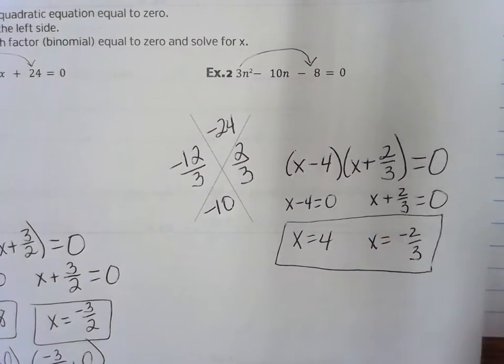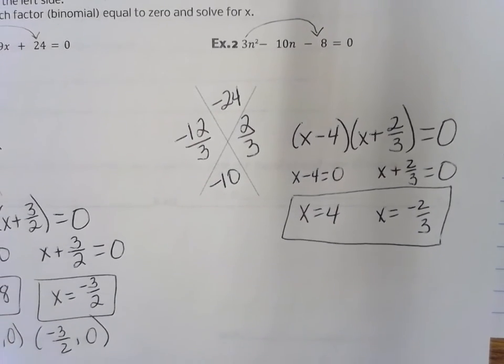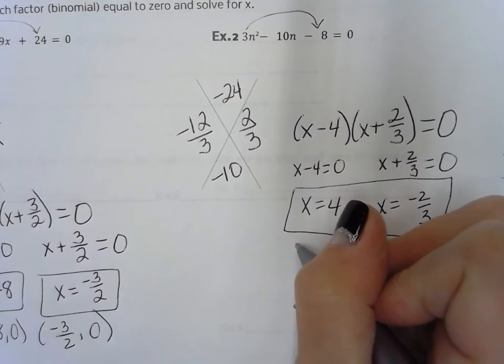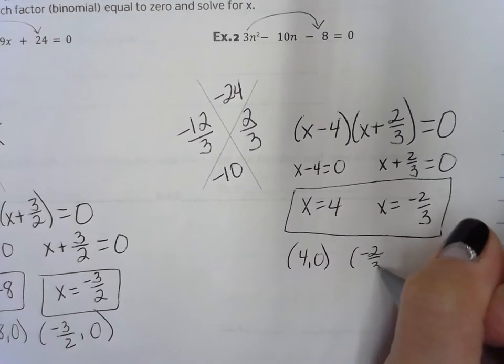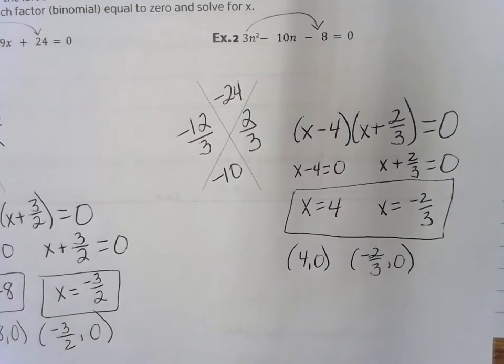So again, I am okay if you want to write that as your solution. I am also okay if you want to go ahead and put them as points for me, because these are the x-intercepts, which we're going to work ourselves towards graphing. So listing them as points might not be a terrible idea.